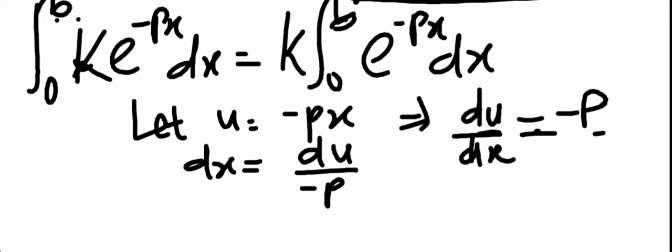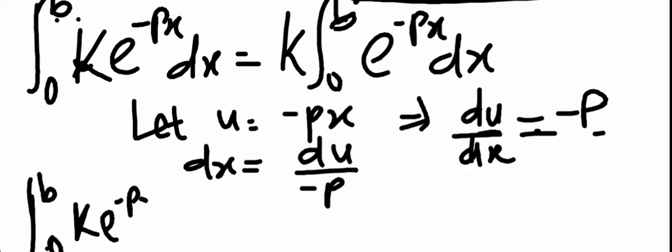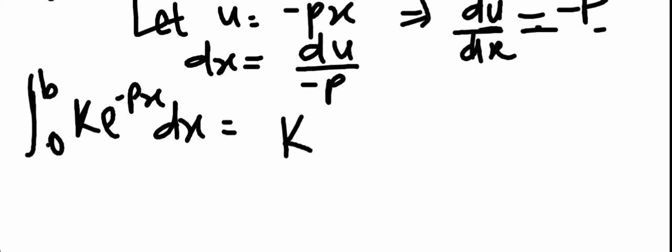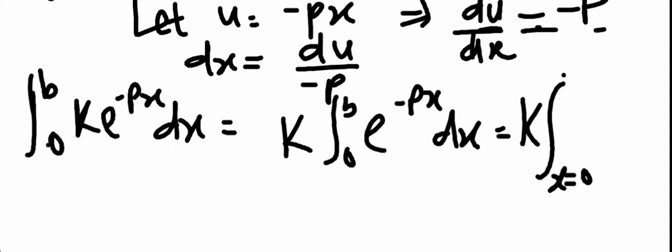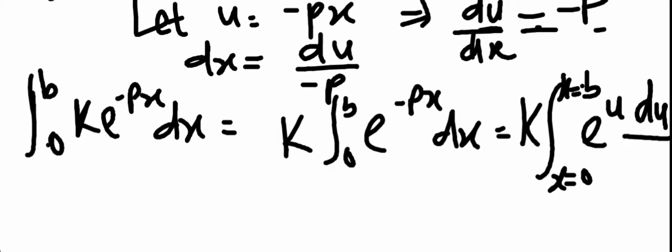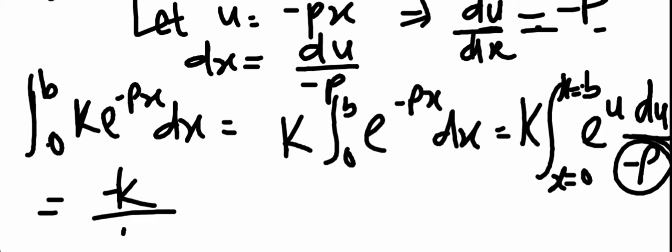So if we substitute that into the equation, we have integral from 0 to b of k exponential minus p times x dx. This is equal to k integral from 0 to b, exponential minus px dx. Remember that x is going from 0 to b. So we can now substitute. This is exponential u du over minus p. This minus p can go out because it's not a function of u, so we can see it as a constant. Then we have minus k over p. If I integrate exponential u, I have exponential u.